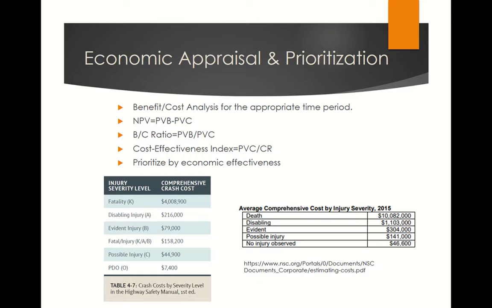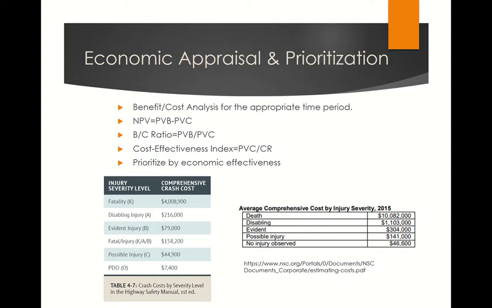There we're looking at just the present value of that benefit in relation to the present value of that cost. And there's, again, some good examples in the text of those. If you have more limited information, we can look at a cost effectiveness index, where we look at the present value of the cost divided by the crash rate. So how much is it going to cost per crash unit of crash reduction? You may use more than one of those and prioritize overall with regard to the economic effectiveness.